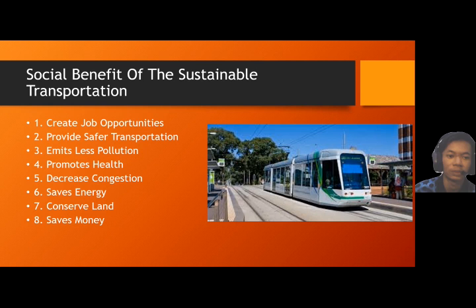Because sustainable transit reduces emissions and air pollution, it also promotes community health. Currently, almost half of all Americans live in areas with air pollution levels that exceed federal regulation limits. So if more commuters turn to public transit, pollution levels will drop dramatically, helping people breathe easier and live longer. And fifth is decreasing congestion.